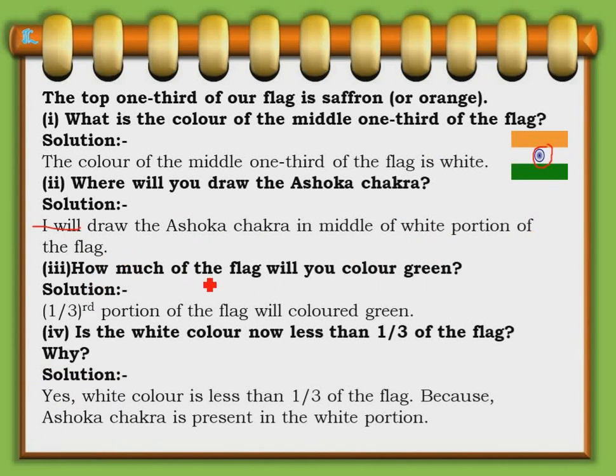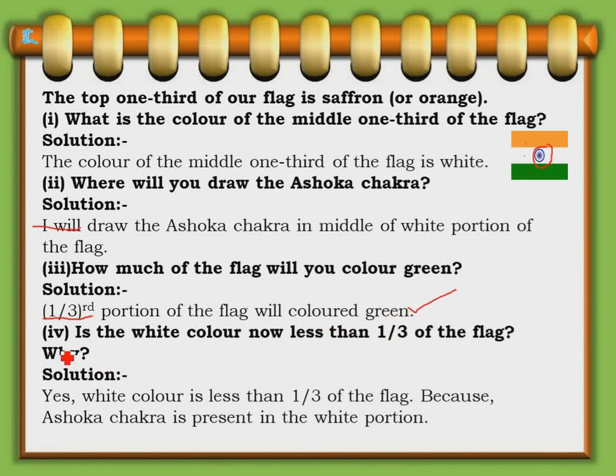Next, how much of the flag will you color green? So what is the fraction of the green colored part? How many parts is it? 1 part out of 3 parts, because 1, 2, 3. So 1 out of 3 parts, that is 1/3 portion of the flag, will be colored green.